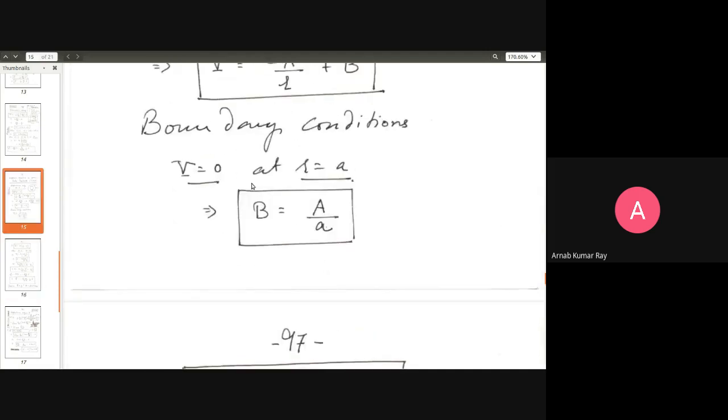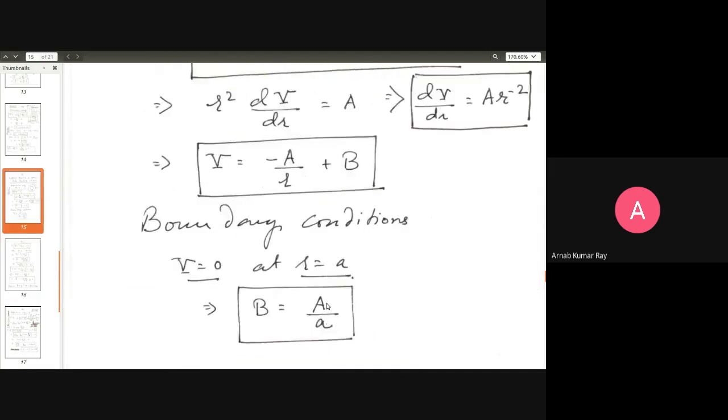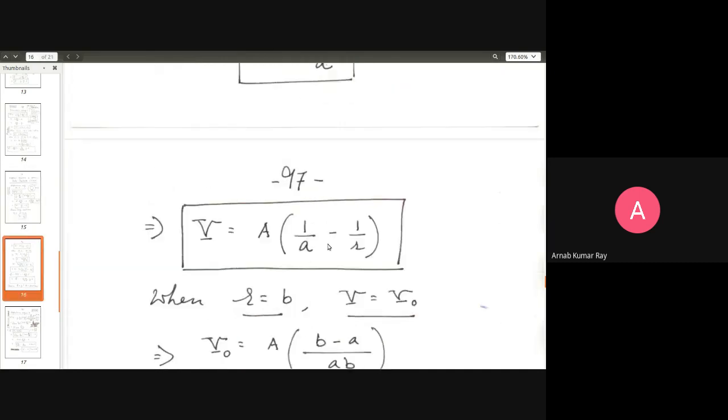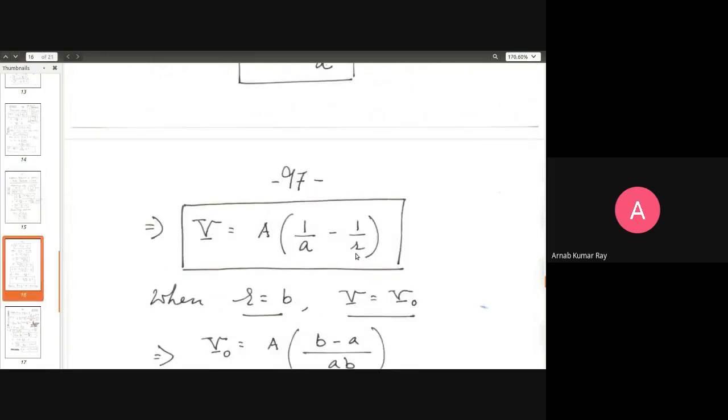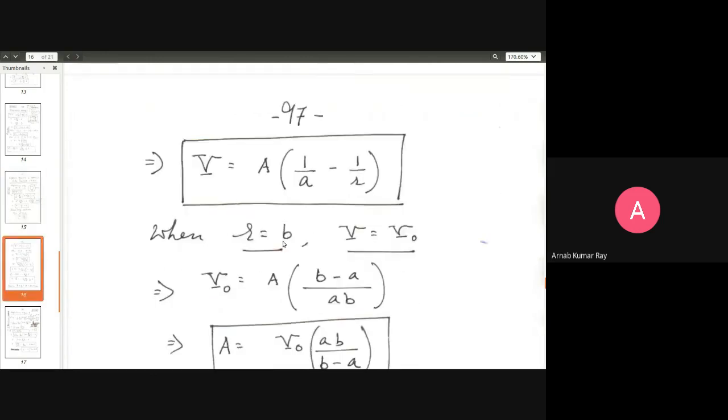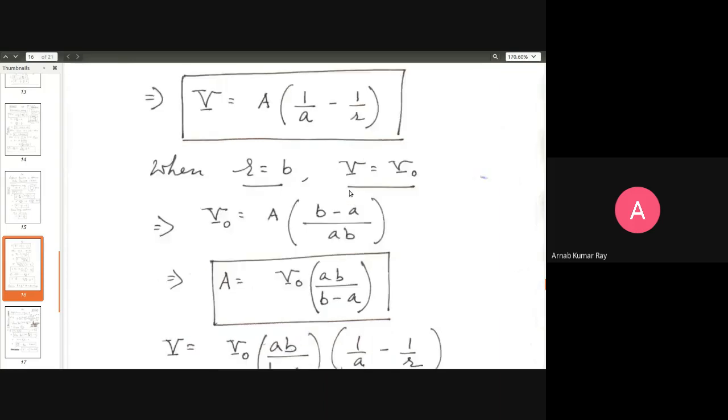So V, capital V, is equal to capital A by small a minus capital A by r. That is what you have. When r is equal to small b, V is equal to V naught. Therefore, V naught is equal to, with a little bit of school level algebra, LCM and all that, A(b minus a) by ab. Therefore, capital A will be V naught into ab by (b minus a).